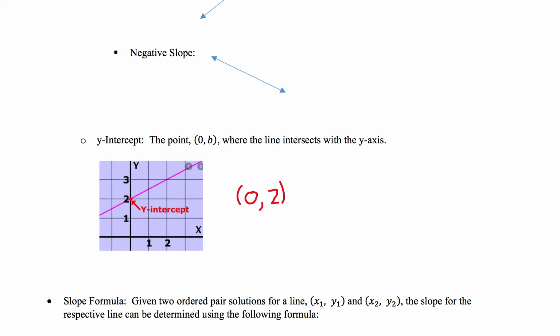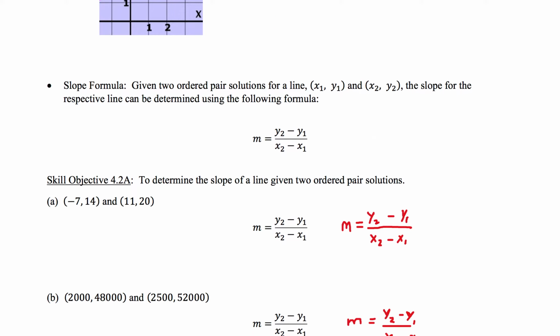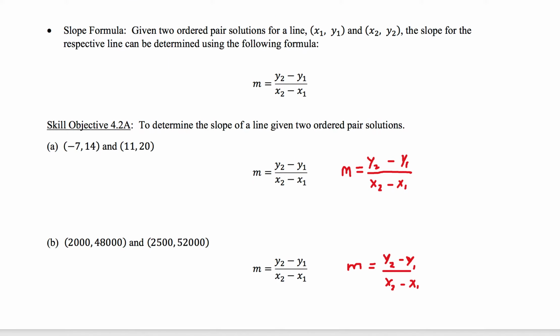So the first thing that we're going to work on is we want to be able to calculate the slope if you are given 2 points on the line. And so we have a formula that we can use to do that. And that formula says that slope is equal to y2 minus y1 divided by x2 minus x1. So let's go ahead and look at our first example.